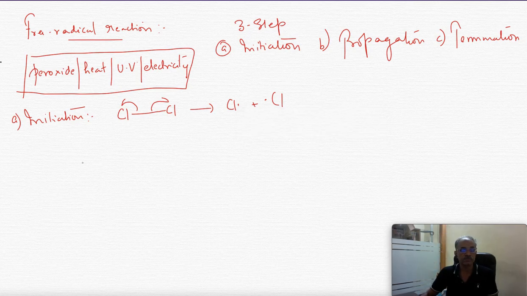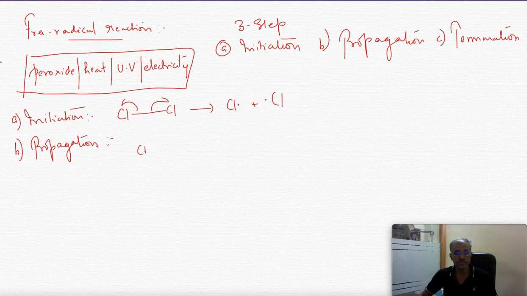Now, what will be step 2? Step 2 will be propagation. Take for example CH4, methane. In this again there is a breakage, and propagation is an exothermic step, that means heat is released. So again a single-headed arrow, fine.